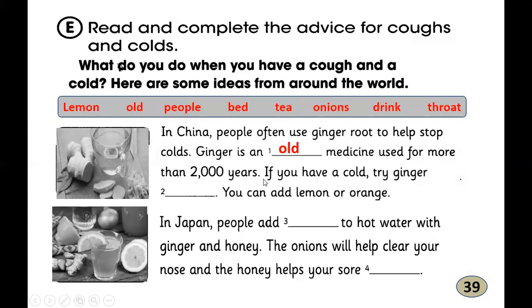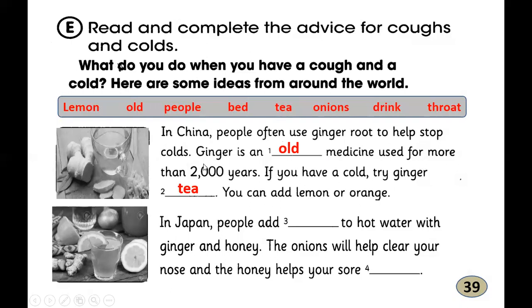If you have a cold, if means if. If you have a cold, try ginger tea. Try here means try, though it can also mean attempt. Try ginger tea. You can add lemon or orange. So the first advice comes from China, how to use ginger root to stop coughs and colds.